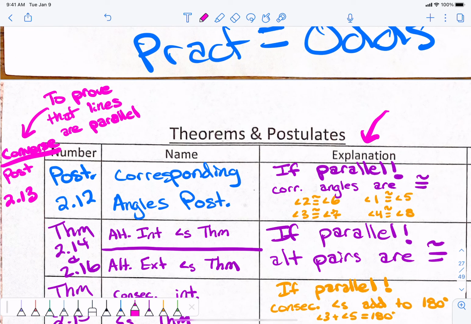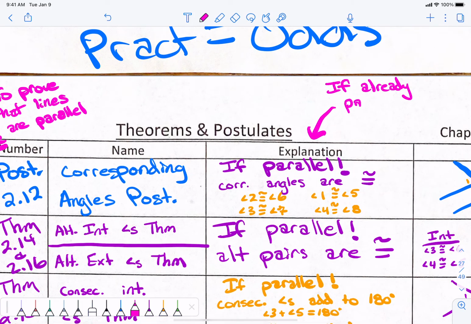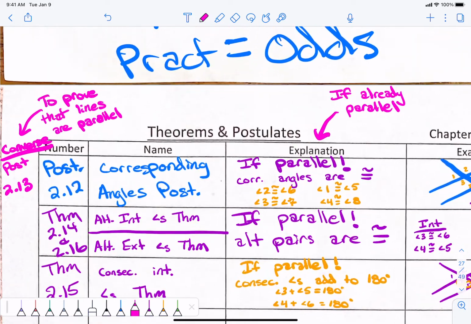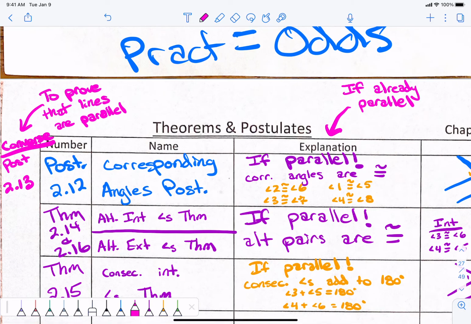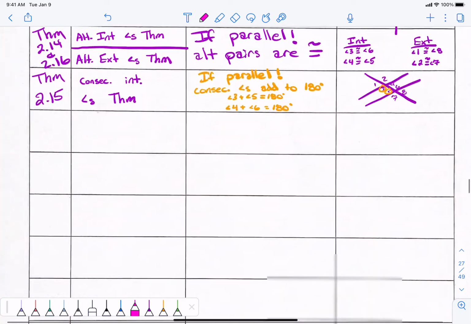These ones are if they're already parallel. If they're already parallel, this is what happens, right? If they're already parallel, I know that corresponding angles are the same. But if I don't know that they're parallel, but I do know the angles, if they're the same, then they are parallel. That's kind of like backwards. So this is not new stuff. It's just the backwards of it, okay? All right, so let's go back down.